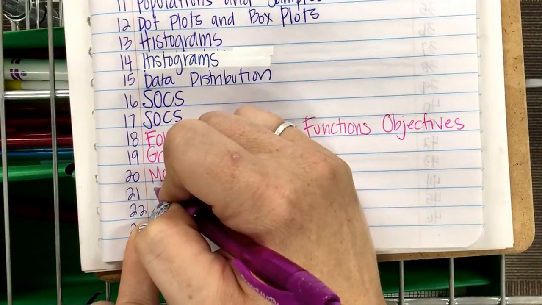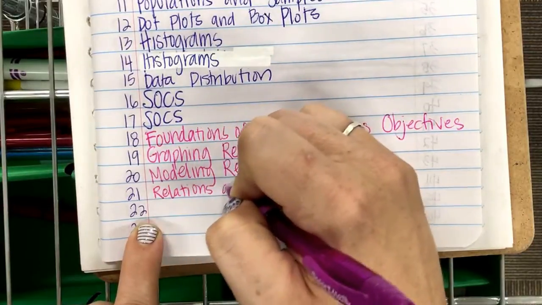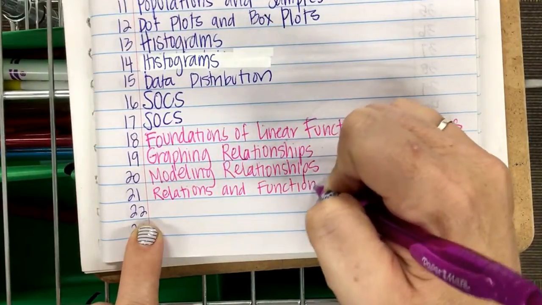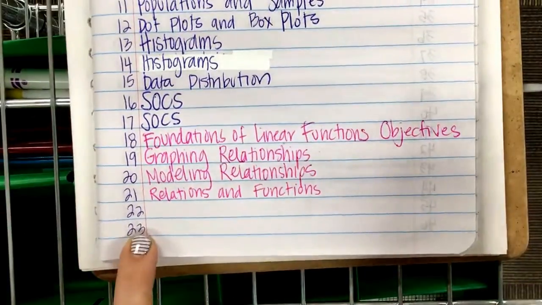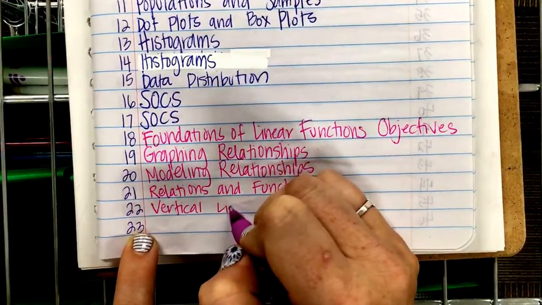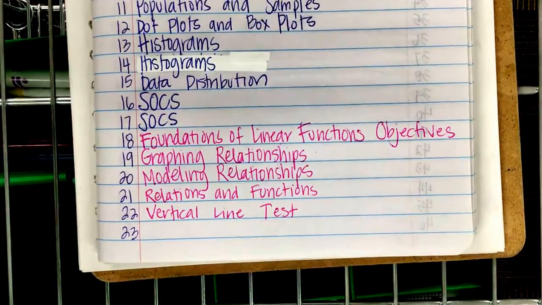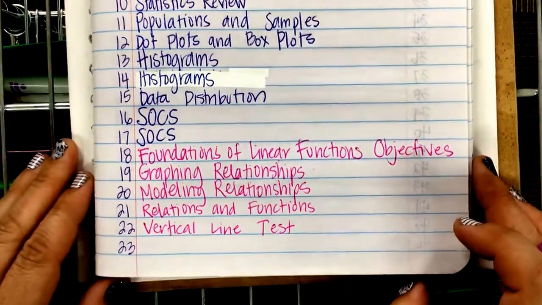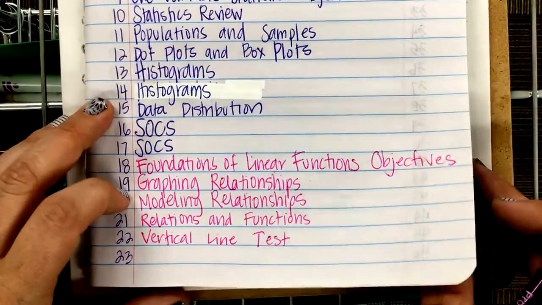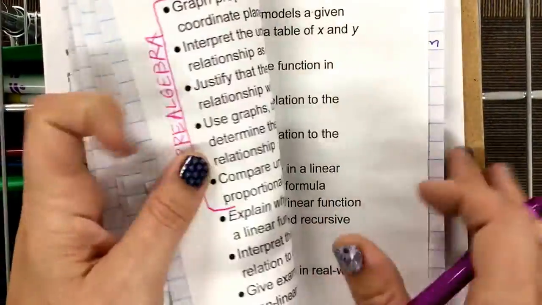So page 21 is relations and functions. And page 22 is the vertical line test. So again, relations and functions and vertical line test. And if you need me to pause or we're going too fast through notes, remember you can pause it yourself on YouTube and catch back up with us by pressing play.